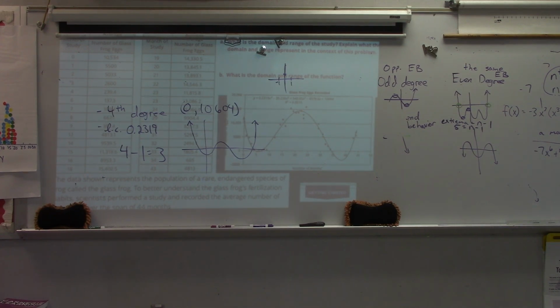Range? What is rise divided by run? That's my slope. What do I need for range? Nothing. I need my y values.